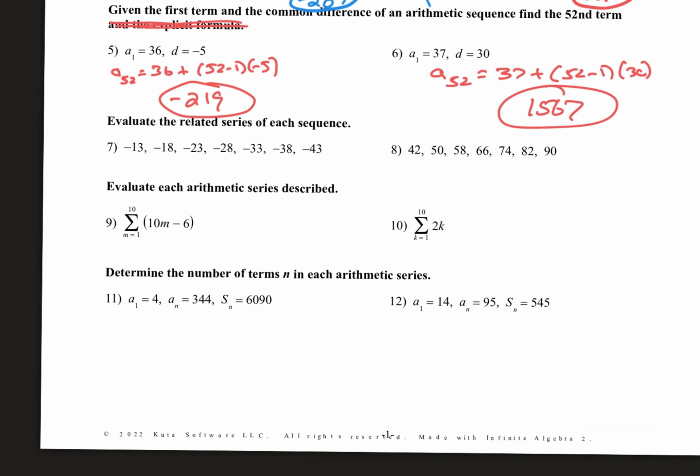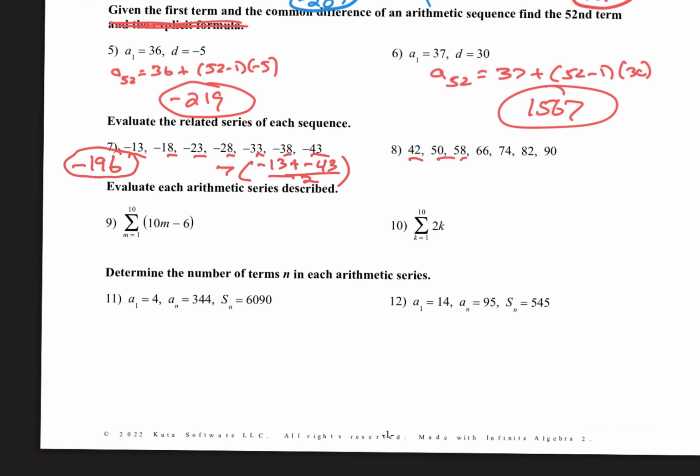Evaluate the related series. You could just add them up, or you could use the formula. You're doing the sequence here. So again, when we're talking the sequence, make sure you use the first term. So it's number of terms. There's 1, 2, 3, 4, 5, 6, 7 terms. So it's 7 times the first term, which is negative 13, plus the last term, which is negative 43, all of that divided by 2. So negative 13 plus negative 43, divide that by 2 times 7. Negative 196. You could just add those all up on your calculator if you wanted to.